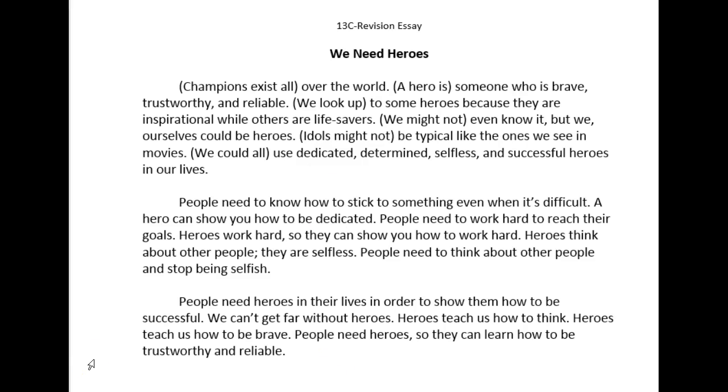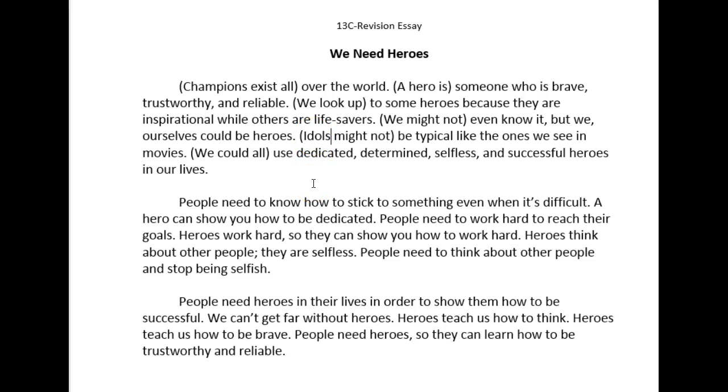When making revisions, you generally change half of the problematic areas within your writing. So since I had 3 for that set, I decided to change 2. So instead of using heroes, I decided to change to champions. I left hero here, but instead of using heroes here, I decided to go with idols.